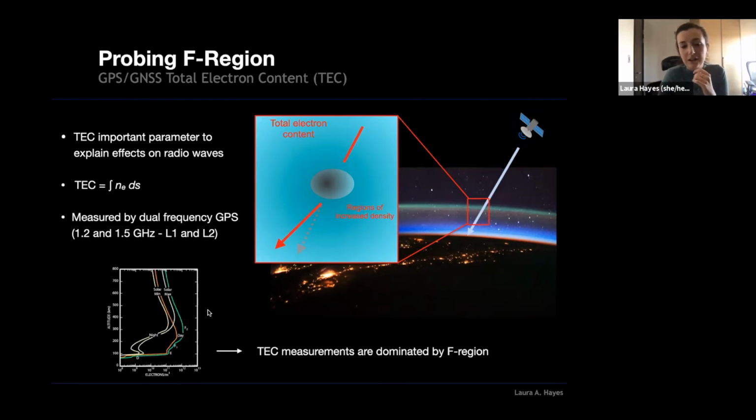Just to highlight here, TEC measurements are really great and really important, and they're really good during the day, but they're dominated by the F region. If you integrate the electron density across this whole altitude region, you're not really going to see the D region, it's so low. So this is another reason why it's really hard to measure the D region, because total electron content measurements don't give you a good estimate of how the electron density in the D region is going to be impacted. It's really the F region and the E region that TEC measurements can provide you with.